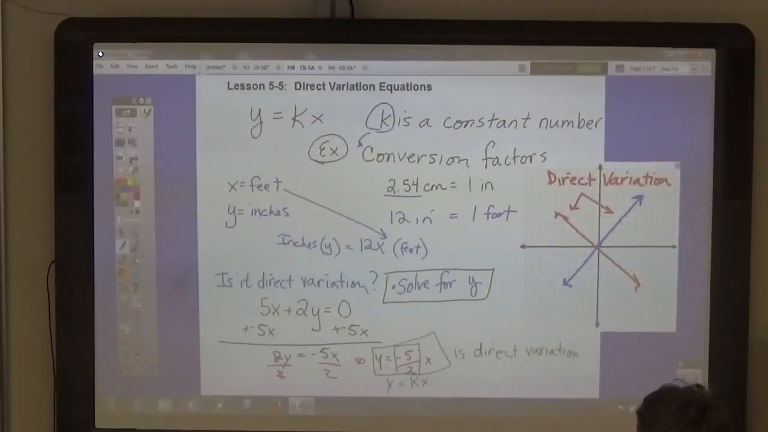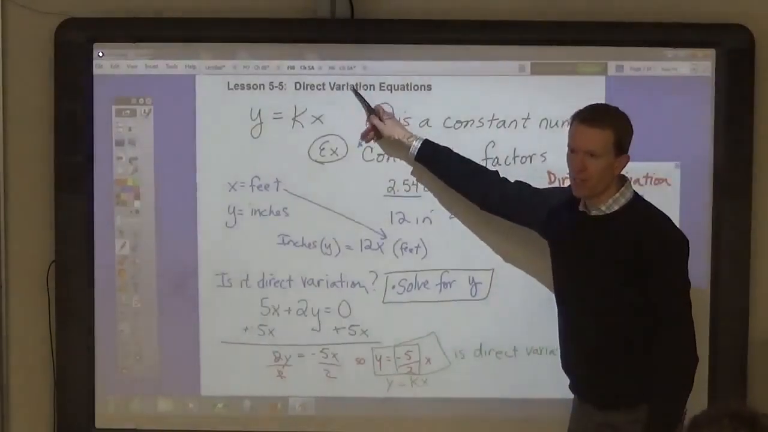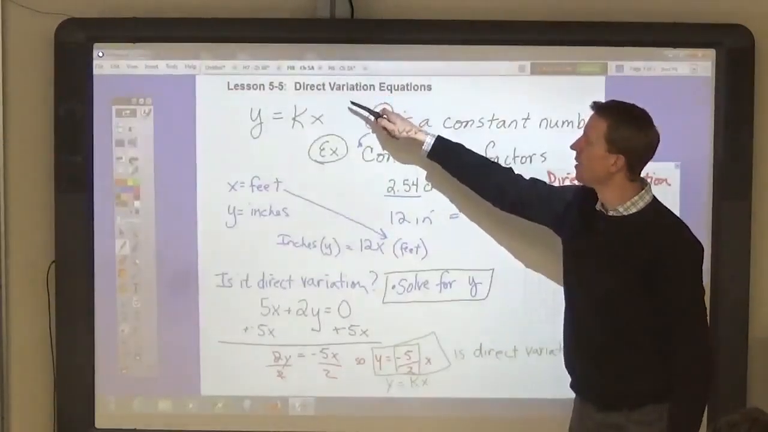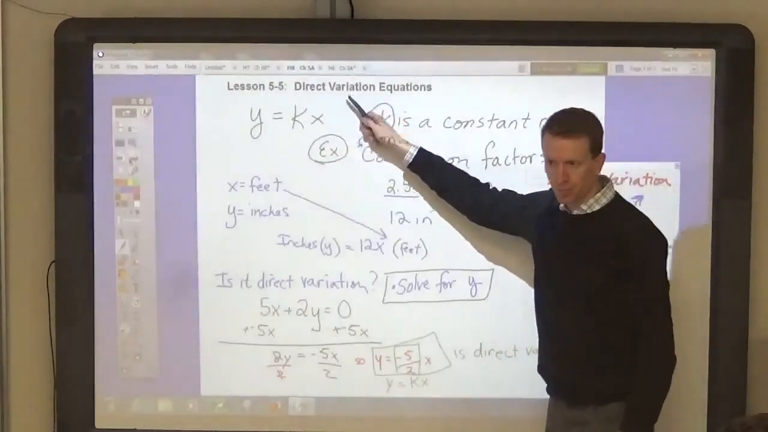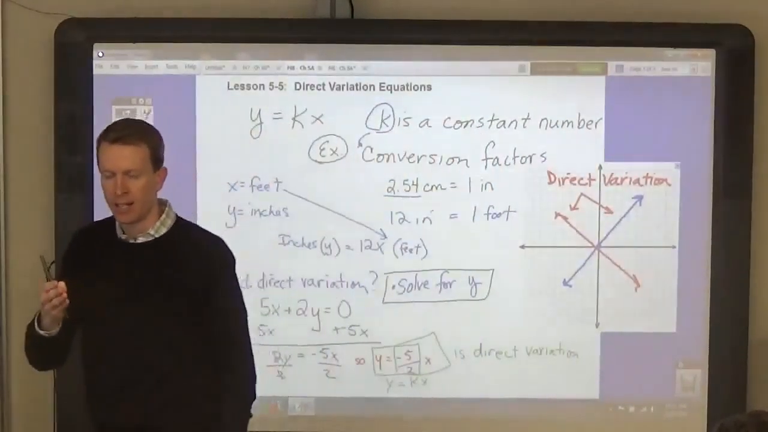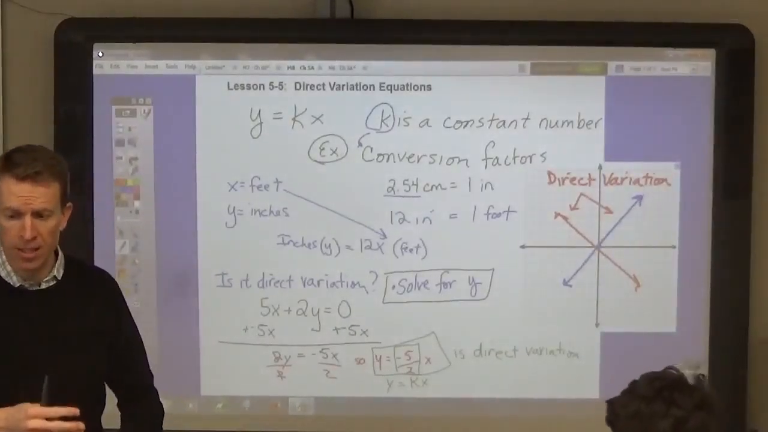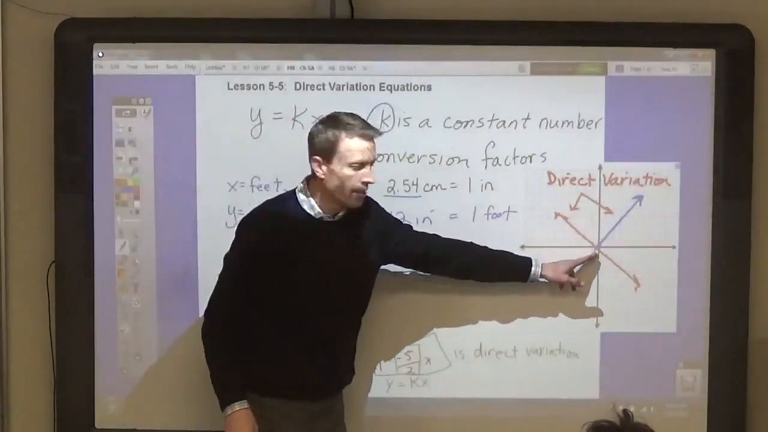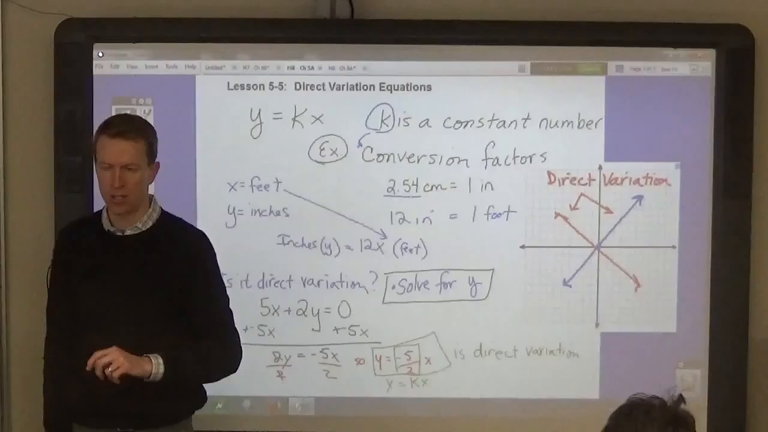Okay, 8th graders, we're going to talk about direct variation equations. One of the objectives of this lesson is to learn these terms, direct variation. If something is direct, it happens immediately. In this case, direct means that it changes every time another number changes.